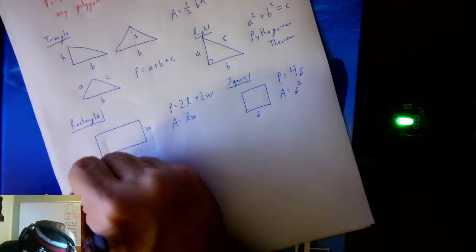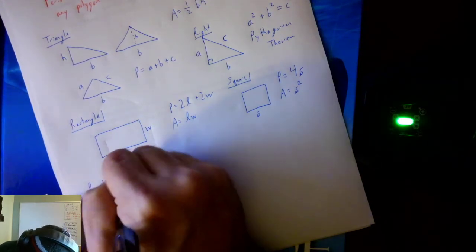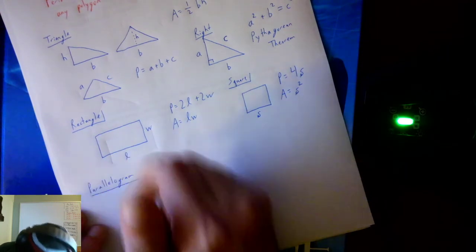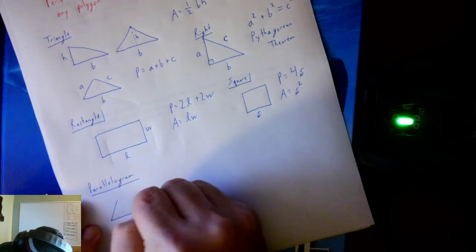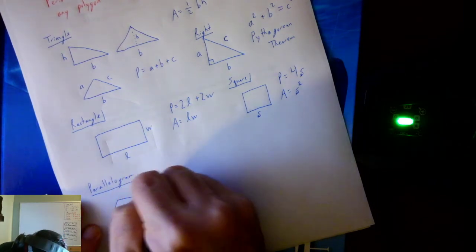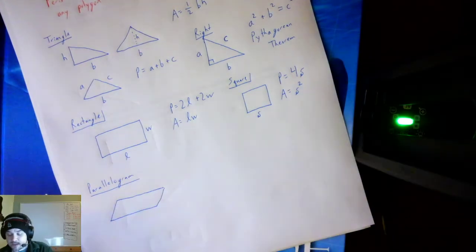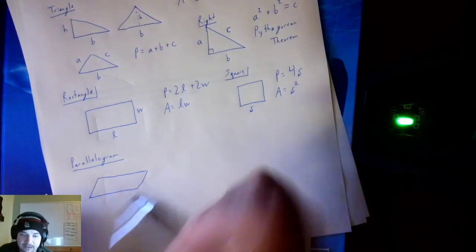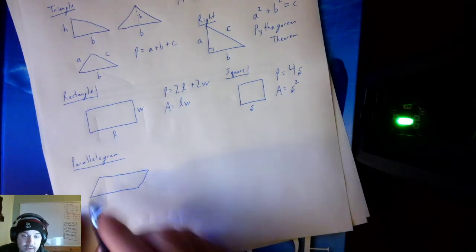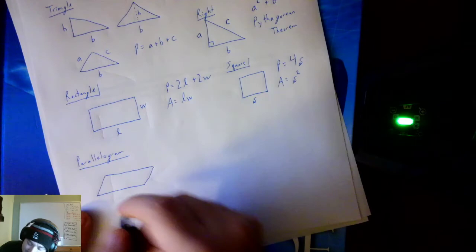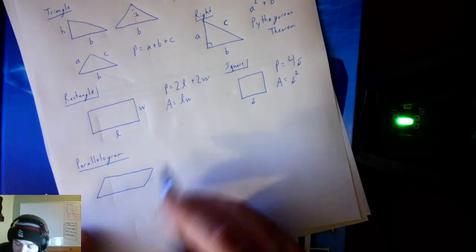Next, we might have a parallelogram. A parallelogram has opposite sides parallel, but doesn't necessarily have 90-degree edges like a rectangle. Think of it like a rectangle you stepped on, right? It's kind of slanted. It has non-90-degree edges. But it still has some similarities. The opposite sides are still the same length.